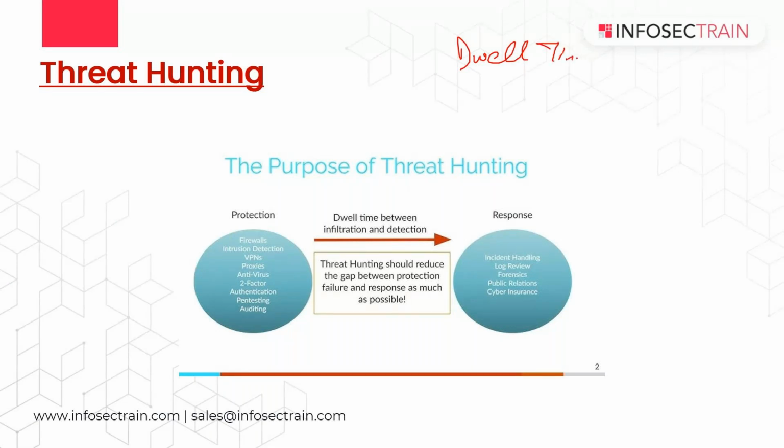Main thing is there to decrease the dwell time. Okay. So dwell time is the time between infiltration and detection. So you have protection like you have firewalls, IDS, VPNs, proxies, two factor, and so on. Threat hunting should reduce the gap between protection failure and response as much as possible. So what has happened? Whatever the preventive measures were there, they have been compromised. Like they were bypassed, I would say.